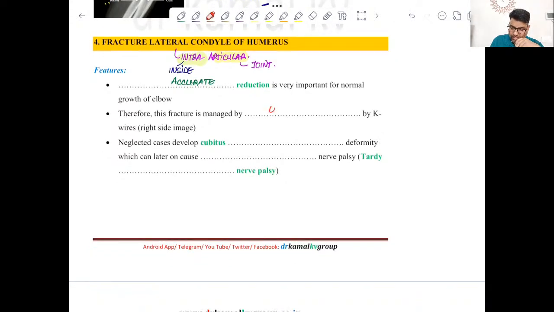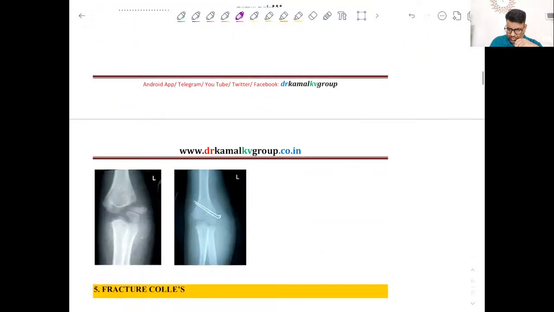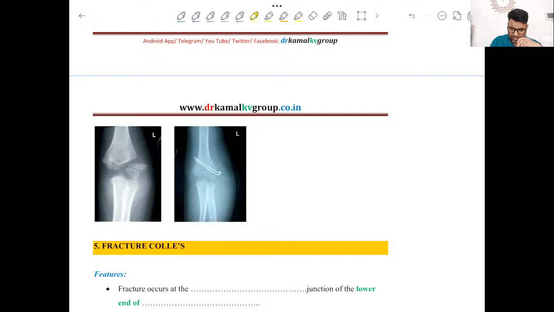So the management is open reduction plus fixation, that is internal fixation by K wires, right? So you can see here, this is the displaced fracture, right? And this one is actually the epiphysis. So you can see this is a metaphyseal area. So we have to reduce it, and then we can use K wires. Clear?